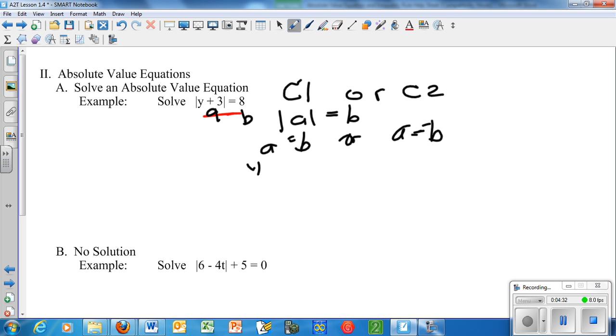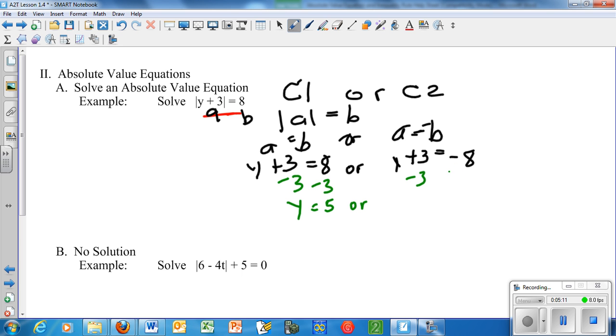So our A is y plus 3. That equals 8, or y plus 3 will equal the opposite of 8, or negative 8. Because if you got 8 or negative 8 in there, they would have an absolute value of 8. Now you solve each case. I'm going to subtract 3 from each side, so y is equal to 5. Or over here, I subtract 3, and y is equal to negative 11. So you get two answers: y is equal to negative 11, or y is equal to 5.